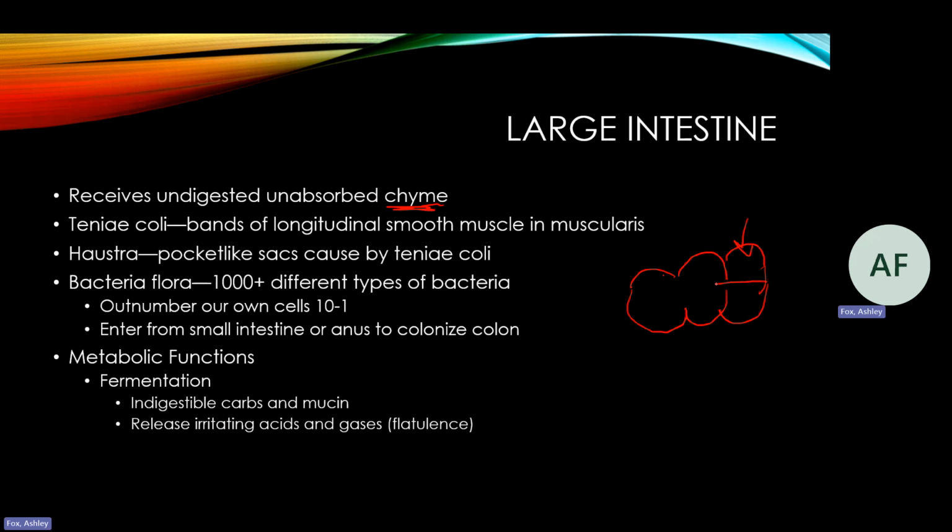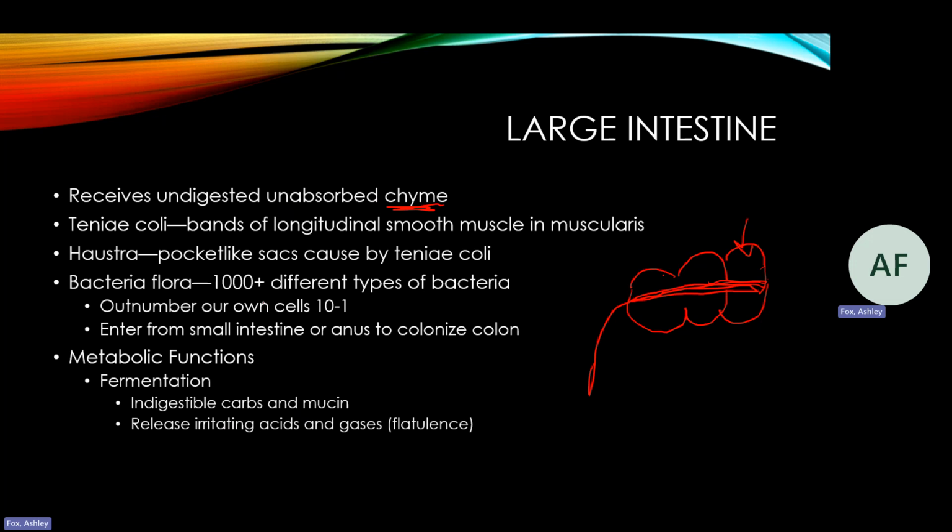And there's a line of smooth muscle that's going to be in the muscularis layer of the large intestine that's going to be kind of going the length of it. It's called the tinea coli that scrunches and makes the haustra. That's going to come into play when we talk about movement of the large intestine.